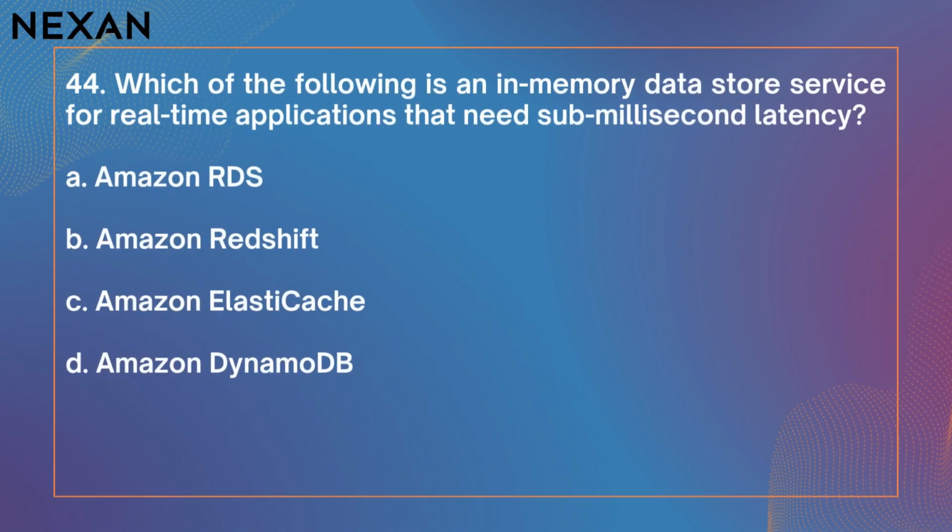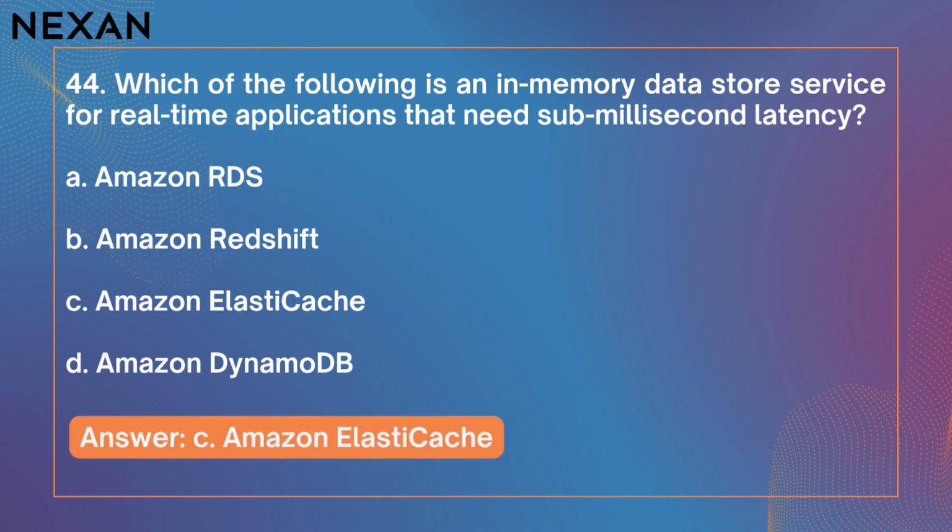44. Which of the following is an in-memory data store service for real-time applications that need sub-millisecond latency? A. Amazon RDS. B. Amazon Redshift. C. Amazon ElastiCache. D. Amazon DynamoDB. Answer: C. Amazon ElastiCache.